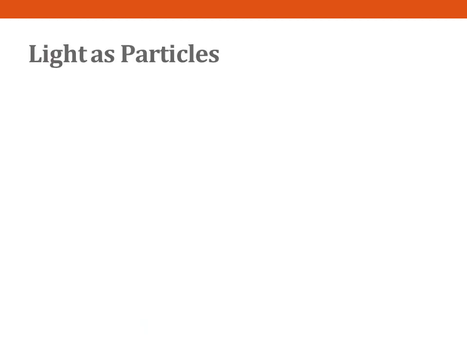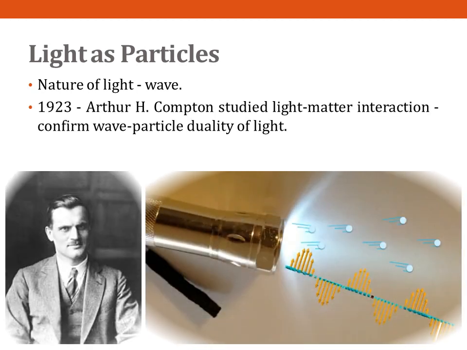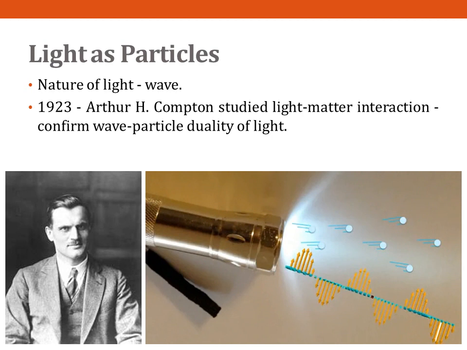Light as radiation was widely accepted to be that of a wave, but in 1923, Arthur H. Compton, a physicist, studied the light-matter interaction and completely changed the way in which people viewed light. And he said that light could be considered as particles, and in 1927 he received a Nobel Prize for this discovery.